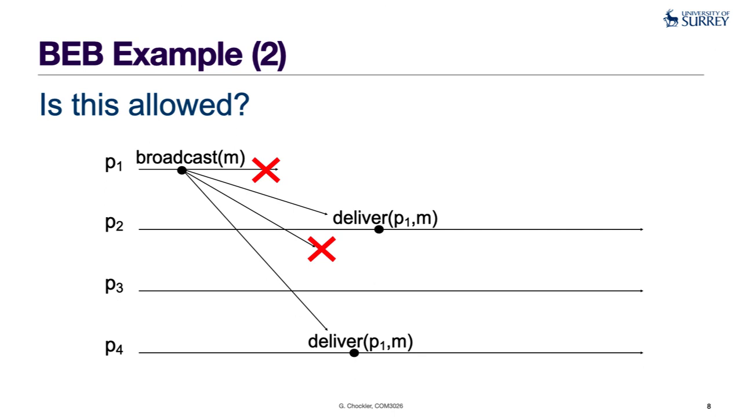Let's consider an example in which P1 crashes. P1 crashes, and as a result, M is not delivered by P3, but it is delivered by P2 and P4. The question is if this is allowed, and the answer is yes, this is allowed, because validity only requires a message to be delivered if the sender is correct. In this case, P1 is not correct, and therefore its message may be delivered by some processes and not delivered by others. So we can have this kind of situation.